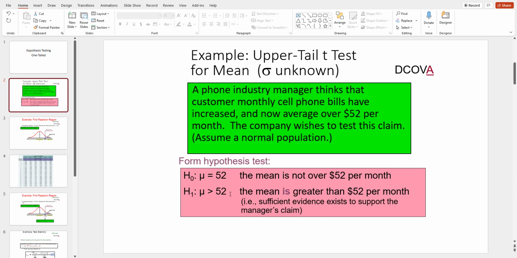So I'm going to go ahead and set up the hypothesis test. My null hypothesis is that the mean is equal to $52, but the manager claims it's more than 52. So my alternative hypothesis would be mu is greater than 52. Another way that you can write this is, remember, the equal sign is always in the null hypothesis. So you can also write it like this.